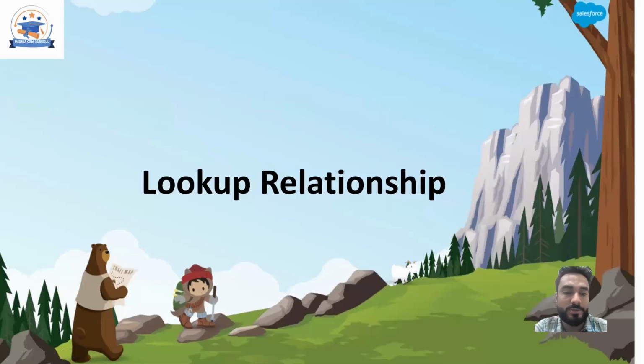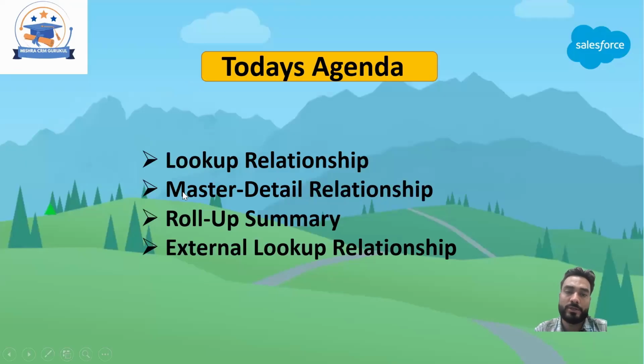First is the lookup relationship. So what is a lookup? Whenever we link two different objects for getting data from one object to another, for that we use a relationship. It's a type of field through which we connect two objects so that we can pull data from one object to another object. And we have multiple types of relationship here: first is lookup relationship, second is master detail, and third is external lookup relationship.